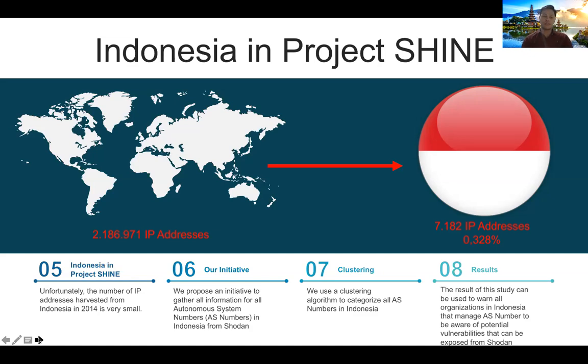An autonomous system is a group of connected internet protocol networks under the control of a single administrative entity. Then we use a clustering algorithm to categorize all autonomous systems in Indonesia. Clustering is one of the most widely studied problems in machine learning and data mining. Clustering is a process of grouping a set of unlabeled objects into classes of similar objects. The result of this study can be used to warn all organizations in Indonesia that manage AS numbers to be aware of the potential vulnerabilities that can be exposed from Shodan.